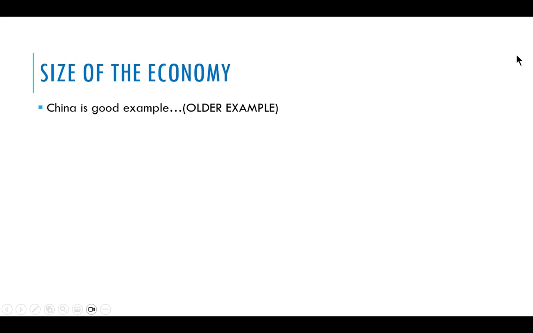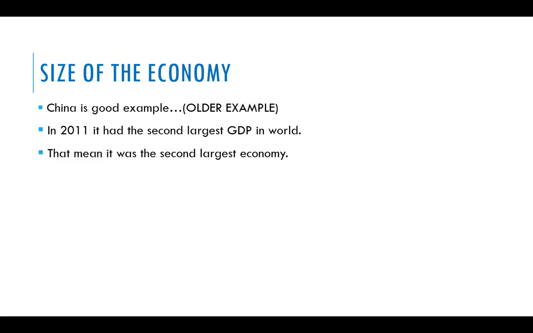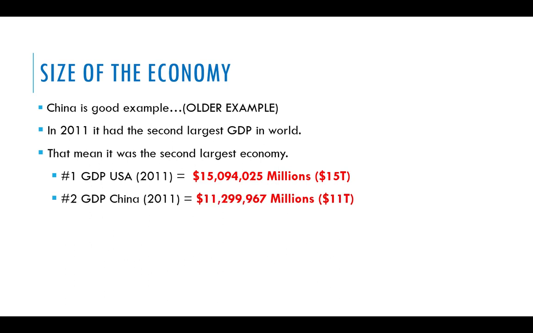China's a great example of this, and this is an older example. It doesn't really matter because I'm just using it for illustrative purposes. But in 2011, China had the second largest gross domestic product in the world. It was the second largest economy. So here are our numbers. We were number one. Gross domestic product for us in 2011 is a little over 15 million. China's number two at a little over 11 million. These economies are not that drastically different in size, am I right?